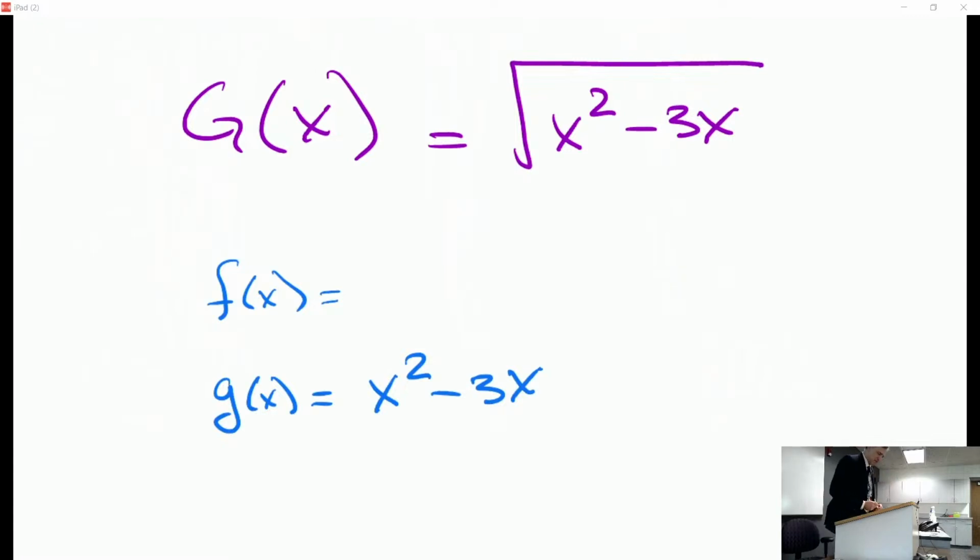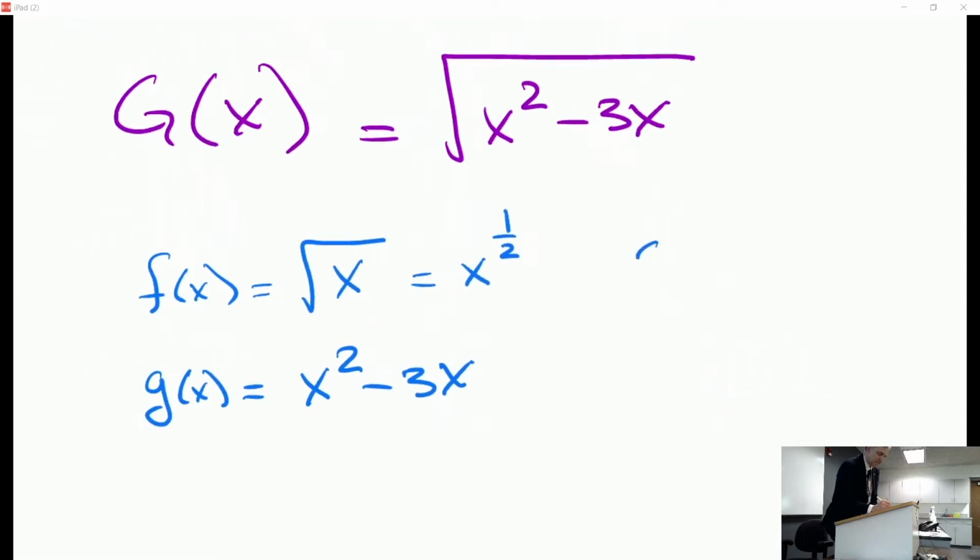And then, Allison, what about the outside function? Yeah, it's the square root. So what are you doing to that? You're doing the square root to that. And we usually just write it as the square root, in this case of x. And I can rewrite that as x to the 1/2 to make the derivative easier to deal with.